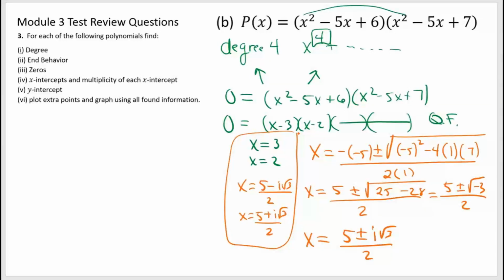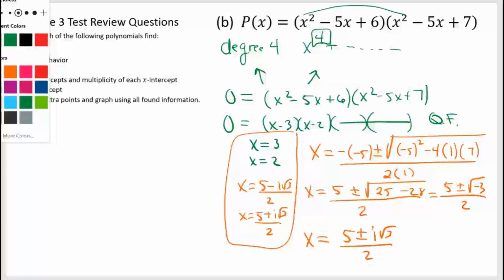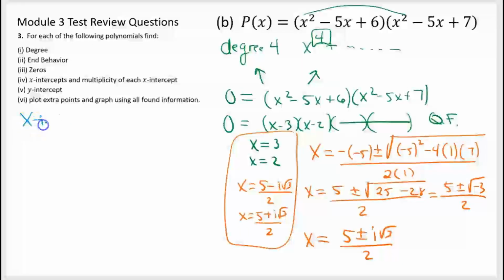Now, what about the x-intercepts? I'm going to start working on the left side of the page here. X-intercepts are the same as zeros, except for one thing, right? They're real numbers. So those ugly zeros we just found using the quadratic formula, the orange ones, are not x-intercepts. The only x-intercepts we have are (3, 0) and (2, 0).